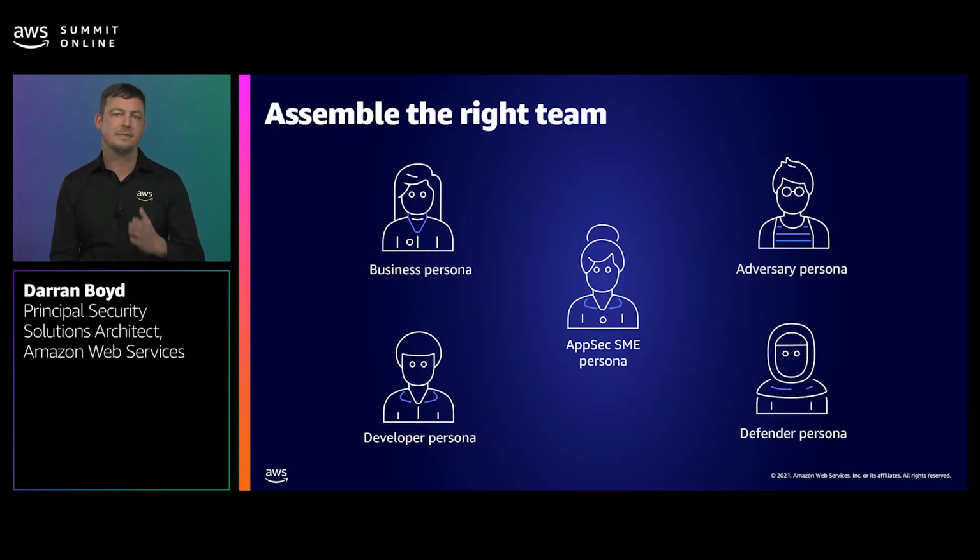Right here in the middle, we have the AppSec SME. This is the application security subject matter expert. This is the persona with the greatest expertise and experience with doing threat modeling and is an expert in the application security domain. They will then be complemented by a number of other personas. So we have the business persona, who's actually owning the business outcome. The reason we implement change in our software is to deliver a business outcome. This persona is intimately familiar with the functional and non-functional requirements, and importantly, the customer's expectations of what's being delivered.